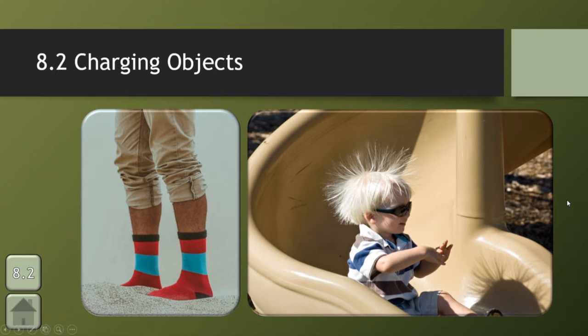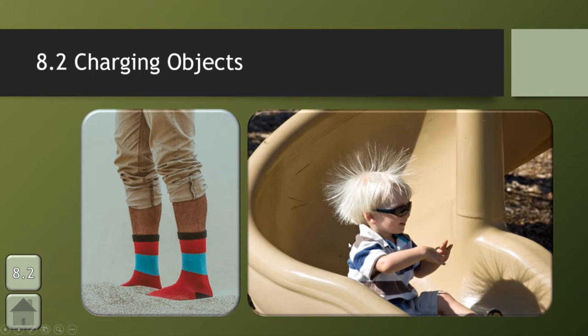An example of charging by friction is when you walk across a carpet wearing your socks. You build up an electric charge on your body, and you can become aware of that electric charge if you touch a metal doorknob. If you've ever touched a metal doorknob after walking across a carpet and you get a little jolt or a little shock, that's all the electric charge that is built up on your body exiting very quickly through that one point of contact, and it feels like a little burst of heat.